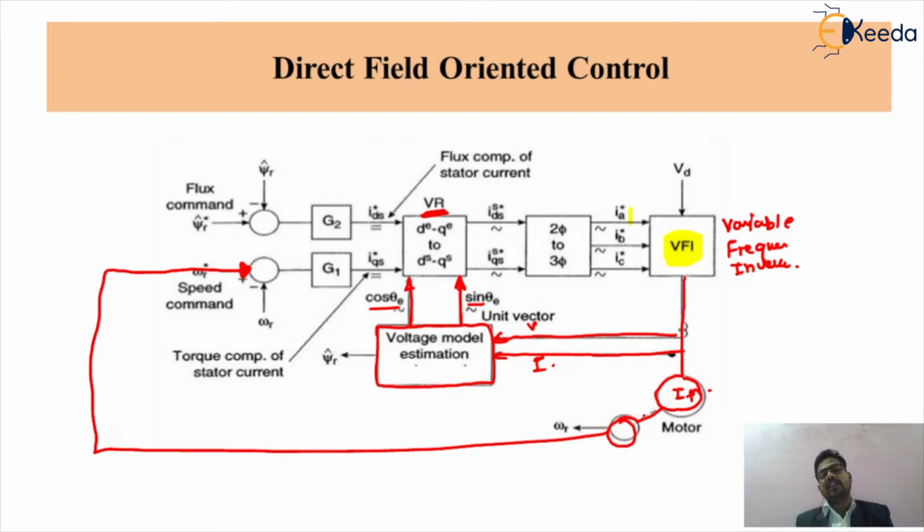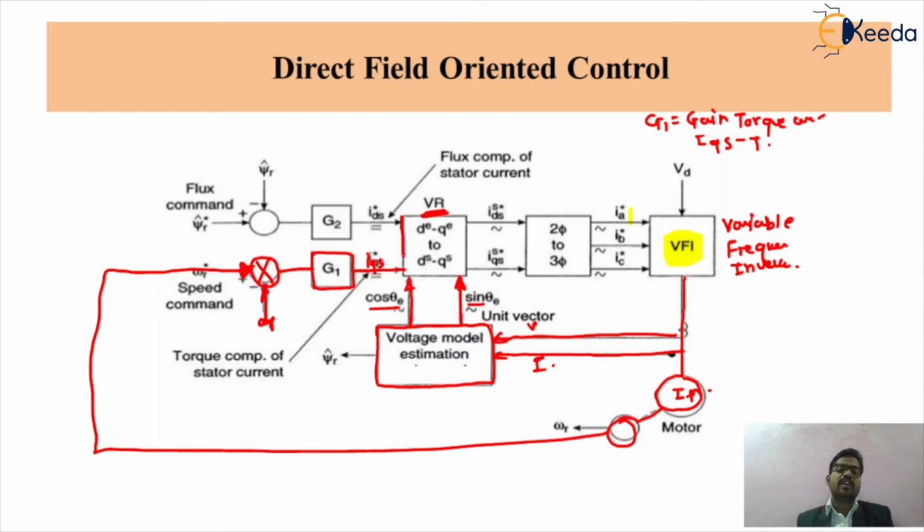Friends, this will be your summing point, where we compare the speed with the reference speed, omega r. G1 is the gain of your control scheme, that is, the gain of your torque control loop. From that we can generate the value of IQS, because, as we know, IQS is responsible for the generation of your torque.